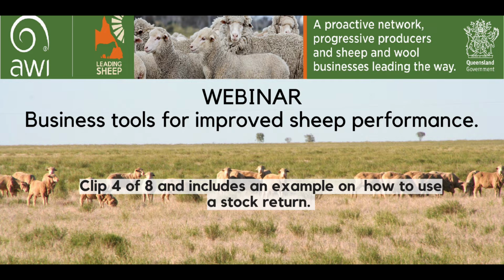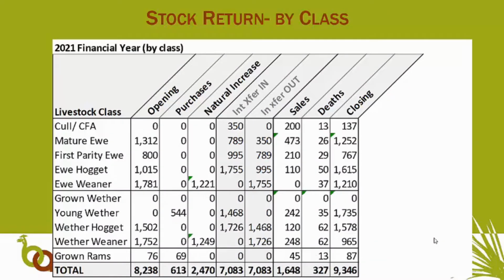This is clip 4 of 8 and includes an example on how to use a stock return. So this is a stock return many of you will be familiar with. Have the livestock classes down one side. You may call them something different, that's fine. Opening number here, annual purchase in, natural increase, and then we have transfers, which works well for some people. Other people find it quite confusing. I get confused by it where we have the movements of animals from one class to the next there, and then we have the sales in this column, deaths and closing.